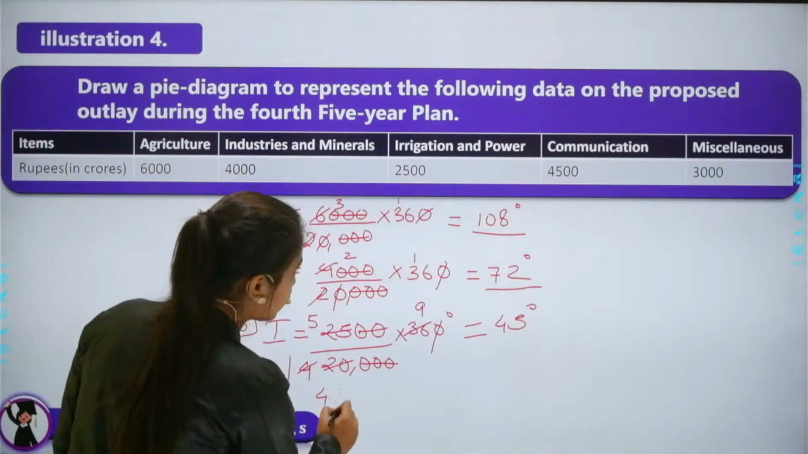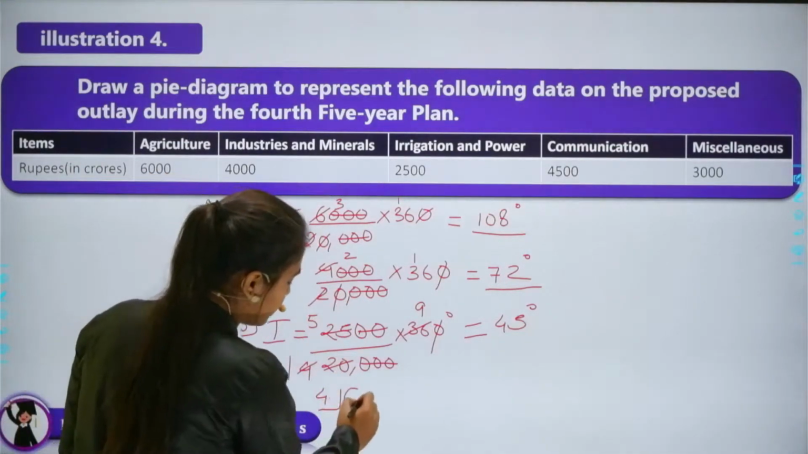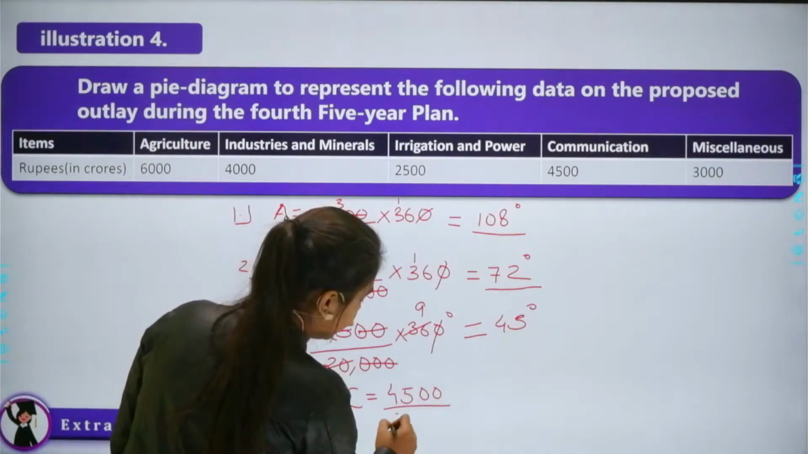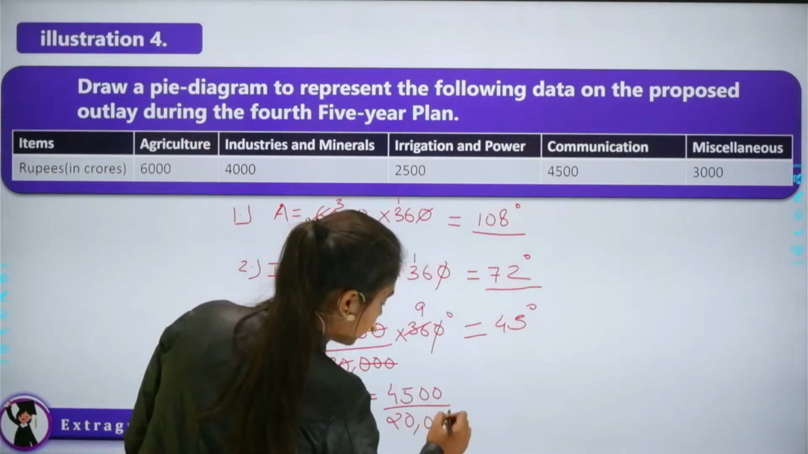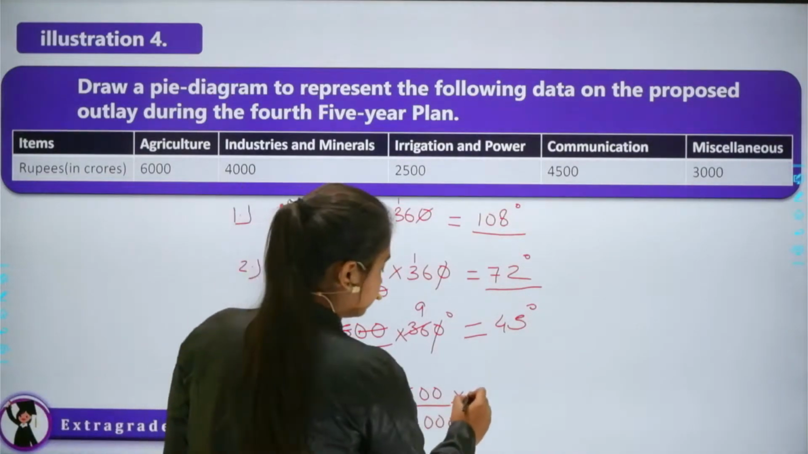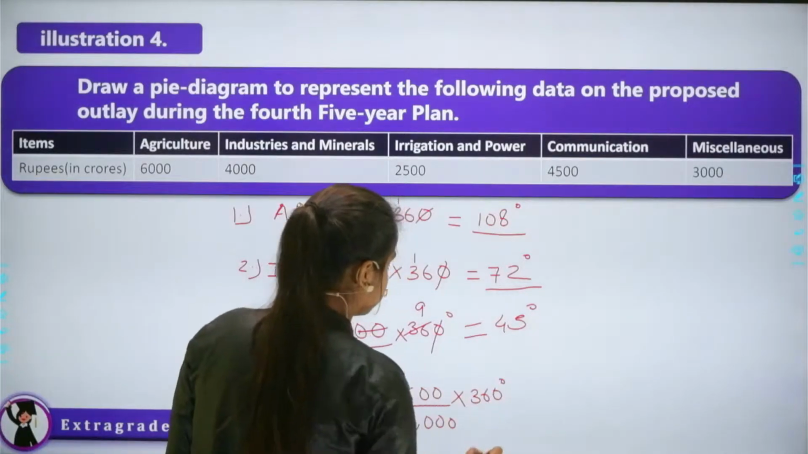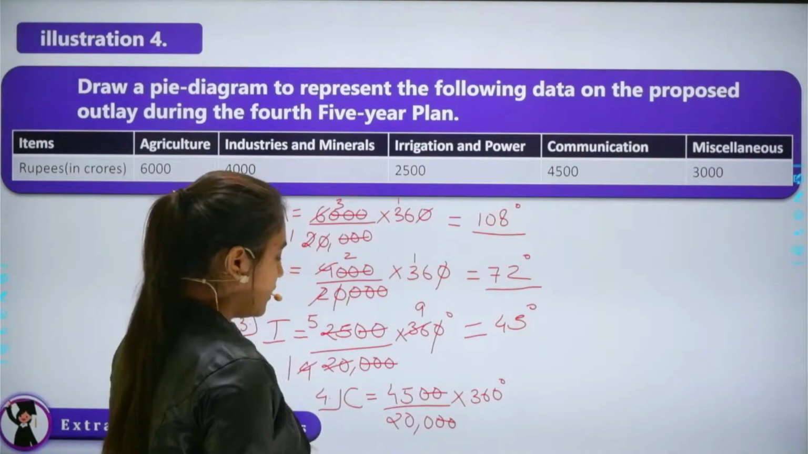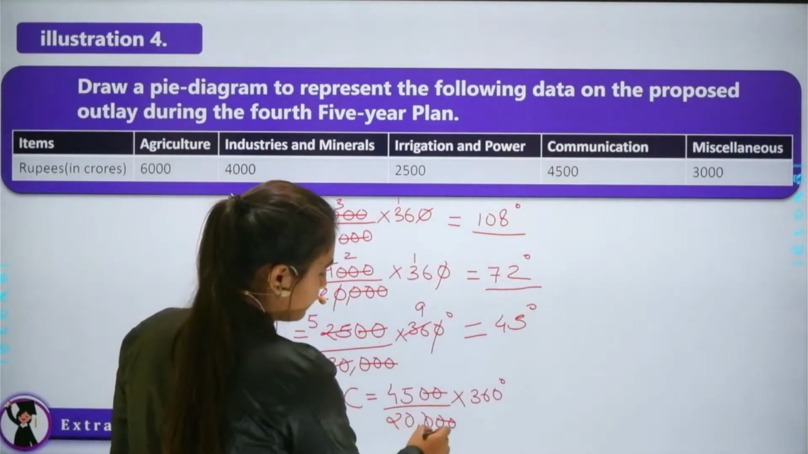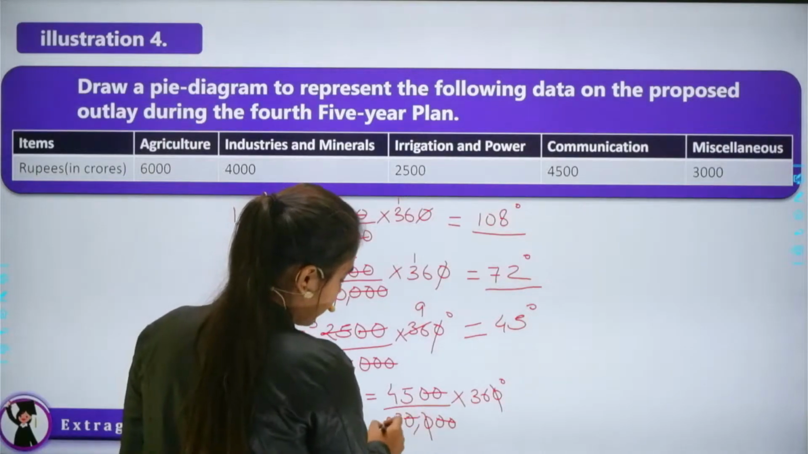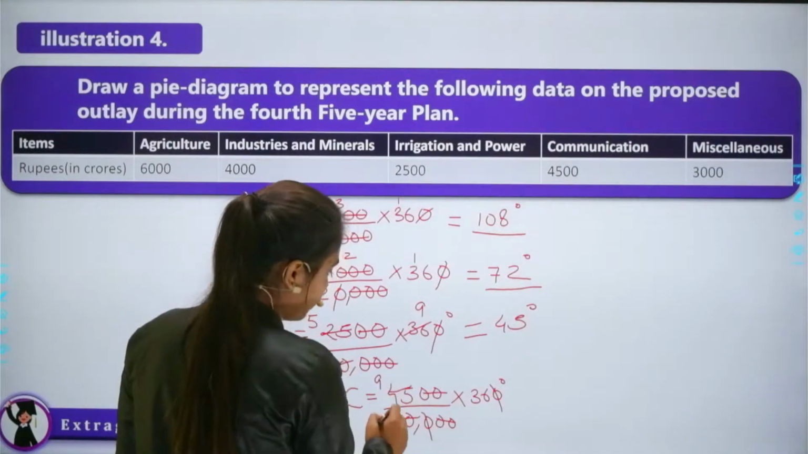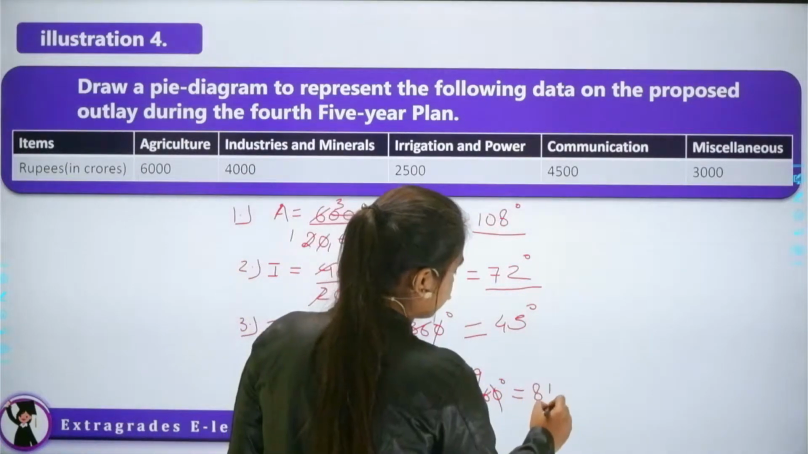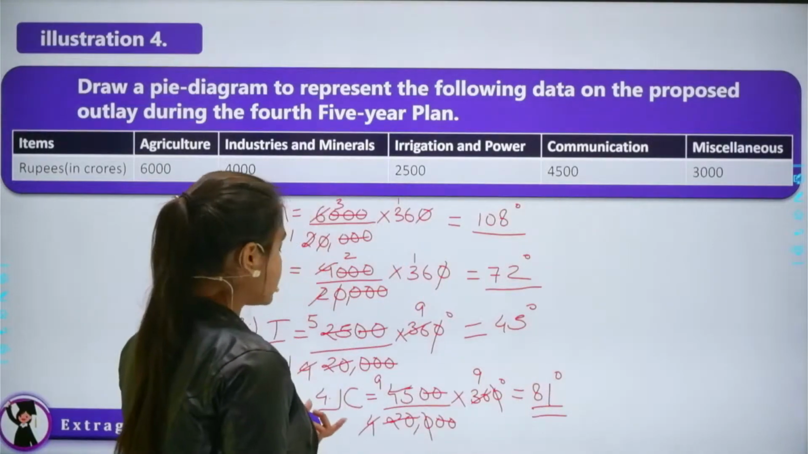Next, fourth one. Fourth is communication. For communication we have 4,500 upon 20,000 into 360. This gets cancelled, and this also gets cancelled. 5 4s are 20, 5 9s are 45, 4 9s are 36, 9 9s is what? 81. 81 degree.